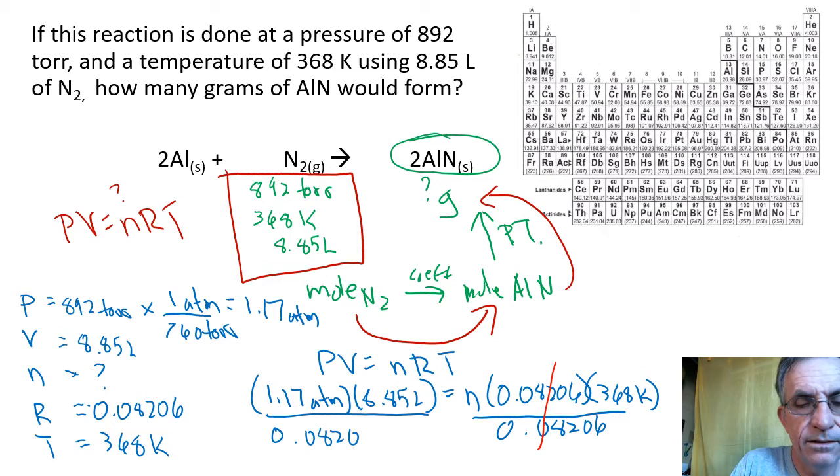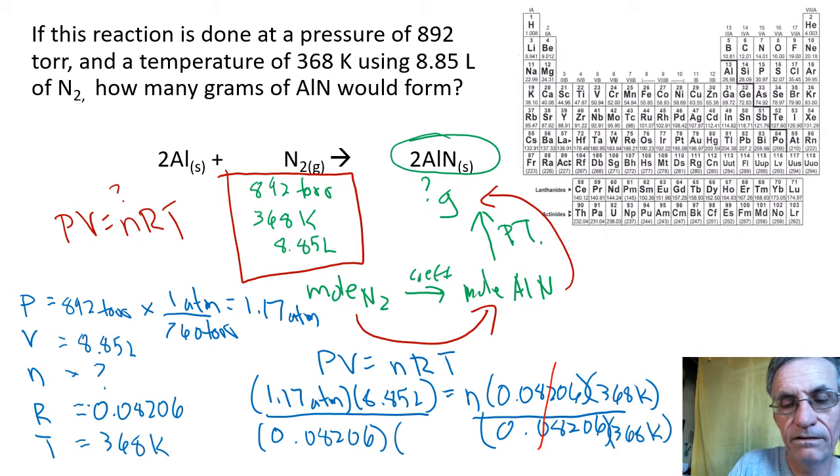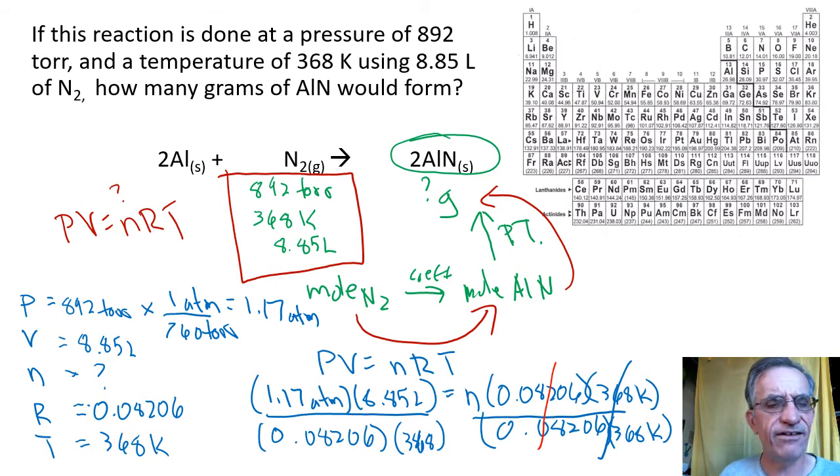And we're also going to divide by 368. All right. Oh, it's getting a little messy. That's the temperature, 368. Okay, because that's going to cancel as well. All right, so this is what you'll get left with.